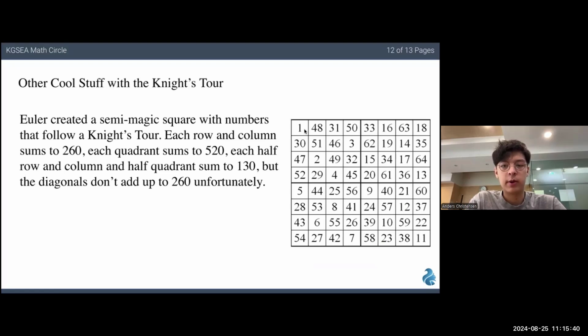So if you look at the square to your right, you'll see that the top left corner starts with 1, and then you see 2, 3, and 4, and so on. And each row and column in the magic square adds to 260, each quadrant sums to 520, and each half row and column and quadrant sums to 130. But it's not a legitimate magic square because the diagonals don't add up to 260.